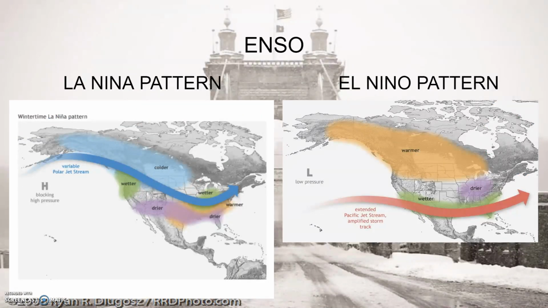Our ENSO region isn't really going to have much impact on this winter, but it's worth looking at the La Nina and the El Nino patterns anyway. As I mentioned earlier, last winter we had a weak El Nino, which created warmer and drier conditions over much of the country.